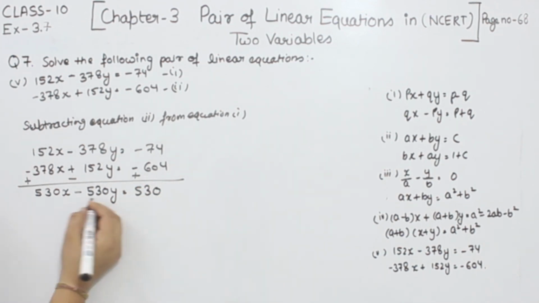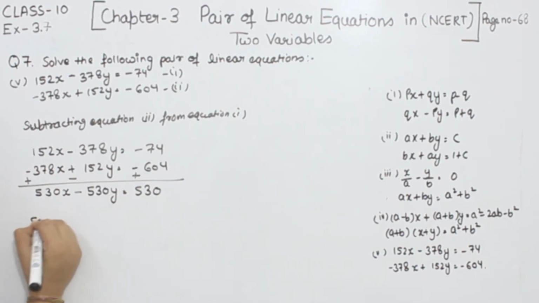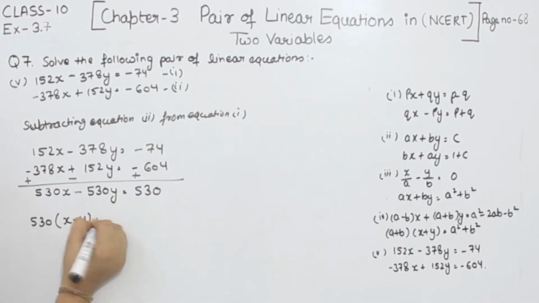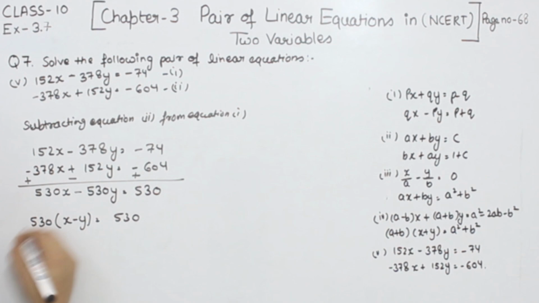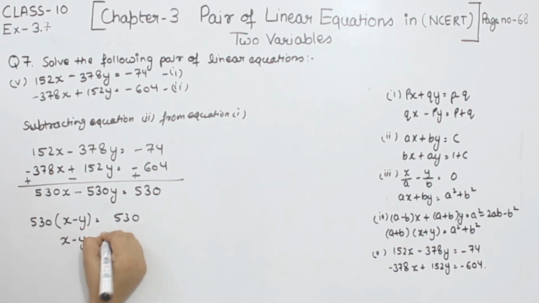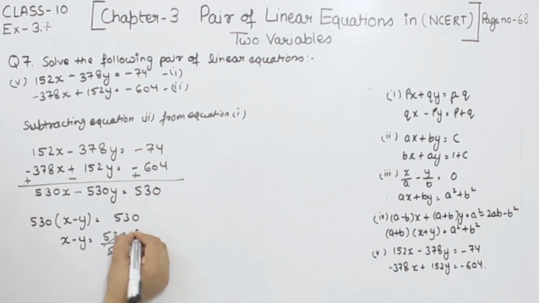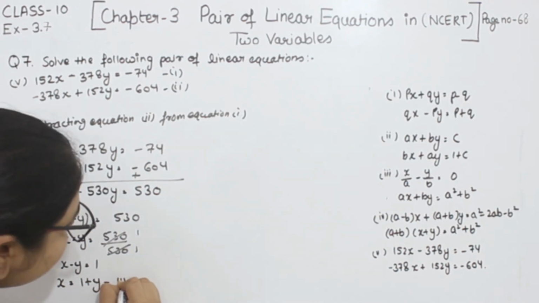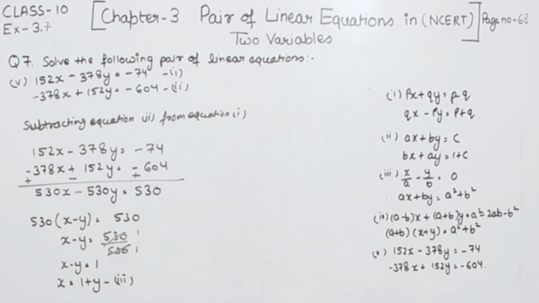I'm going to write it here. Now I'm going to take 530 as common. So here we have x minus y equals 530. Now I'm going to transpose this: 530 divided by 530. So 530 ones are 530. So x minus y equals 1. So x equals 1 plus y. This one is equation number 3.